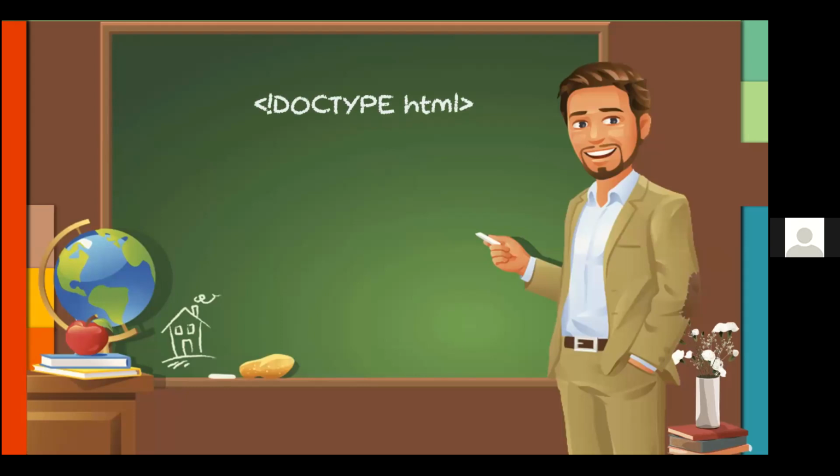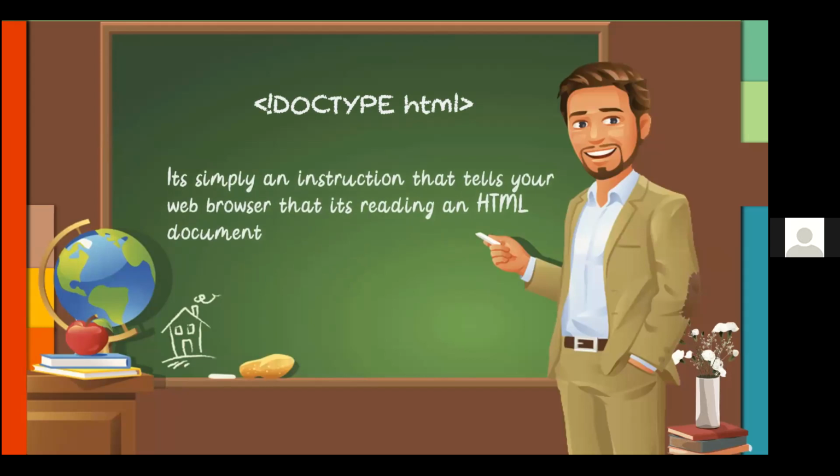Now, let's get started with building a web page. The first line of any HTML document will always be the doctype HTML. This is simply an instruction that tells your web browser that it's reading an HTML document.